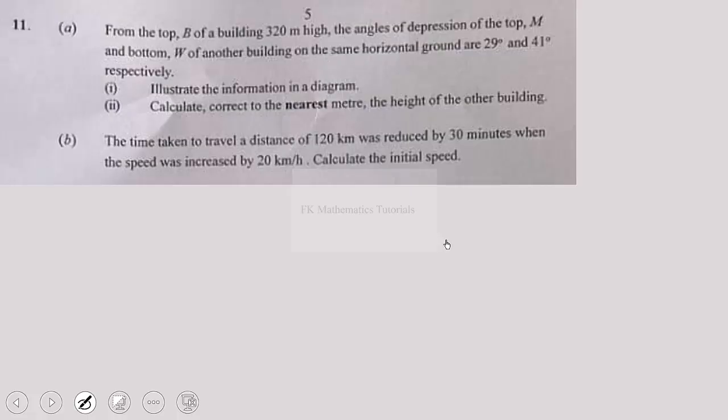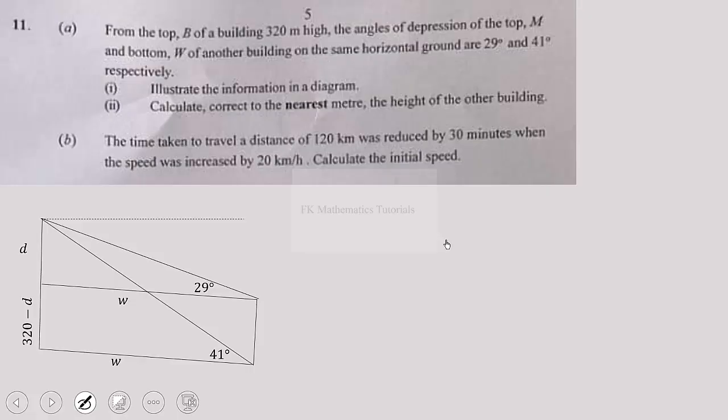From the top B of a building 320 meters high, the angles of depression of the top M and bottom W of another building on the same horizontal ground are 29 degrees and 41 degrees respectively. We are to illustrate the information in a diagram and calculate, correct to the nearest meter, the height of the other building. So we can illustrate it this way. This is the top B of a building, which is 320 meters high. So from here to here is 320 meters.